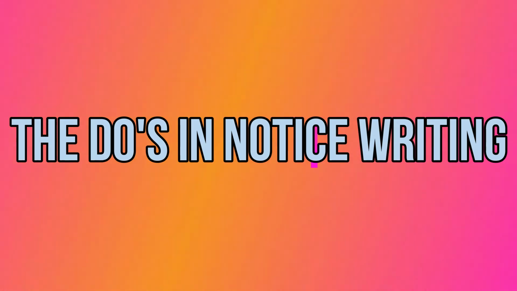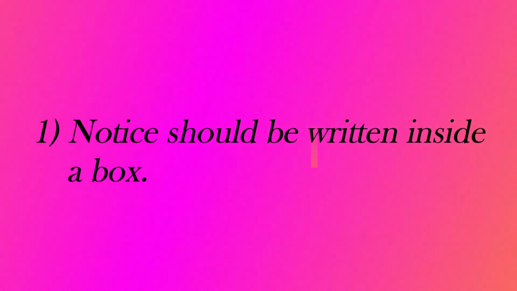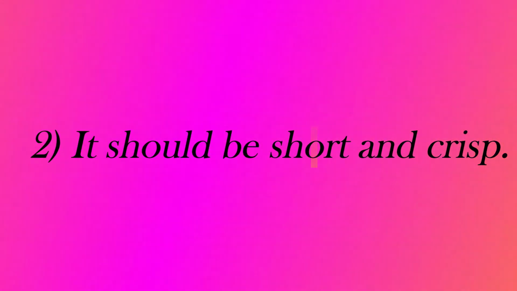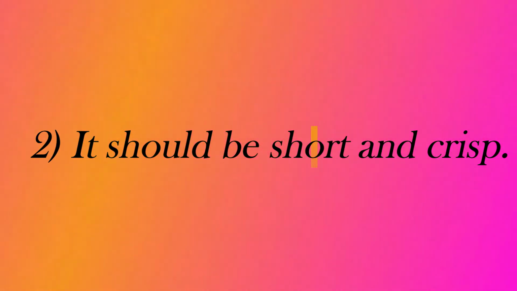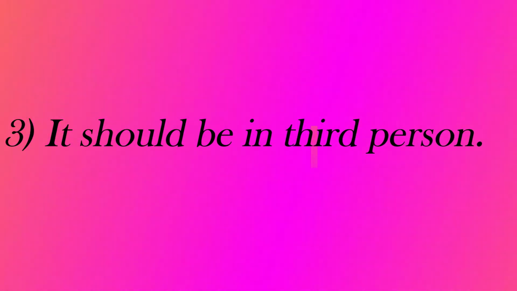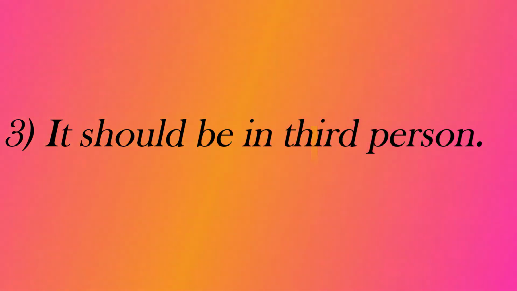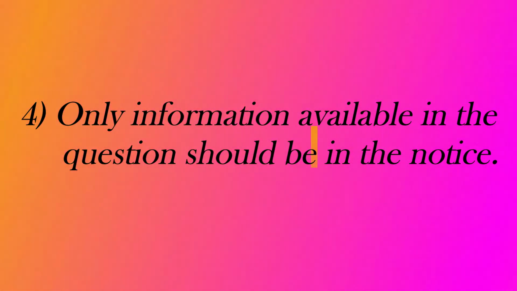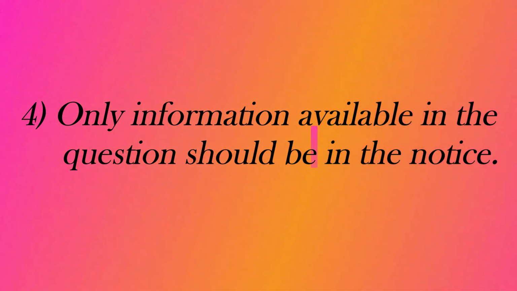Okay? So, the first point in do's is notice should be written inside a box. The second point is it should be short and crisp. The third point, it should be in third person. Fourth point, only information available in the question should be there in the notice.